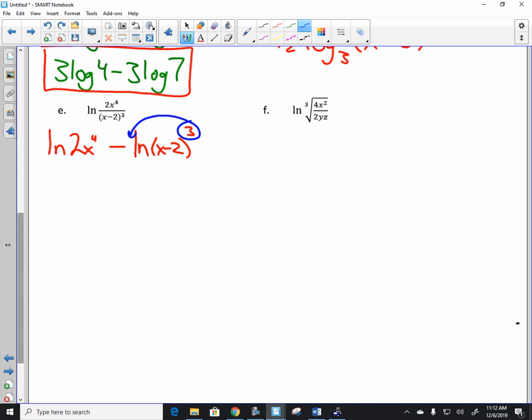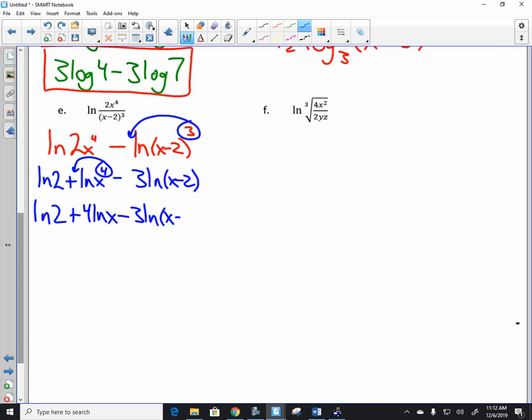Separate 2 times, because the order of operation is x to the 4th, then multiply by 2. So you have to undo that. Natural log of 2 plus the natural log of x to the 4th minus that 3 natural log of x minus 2. And you can see, as you said, move that 4 out front. So natural log of 2 plus 4 natural log of x minus 3 natural log of x minus 2.